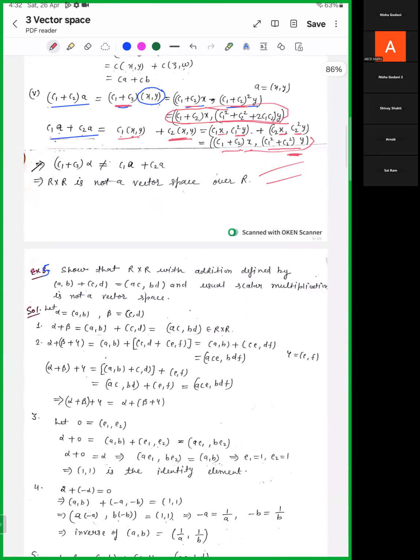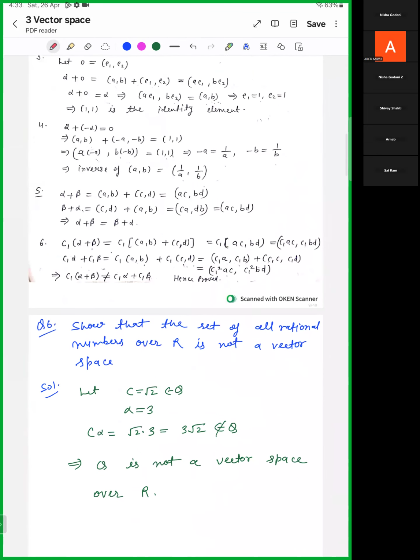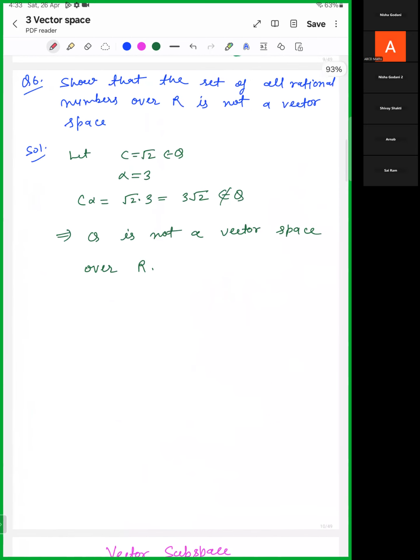It's okay. There's one more example, but I'm not going to discuss that. Let's discuss this sixth one. You have to show that the set of all rational numbers, denoted by Q, is not a vector space over R. Over R means scalars are taken from reals, so scalars can be rational or irrational.